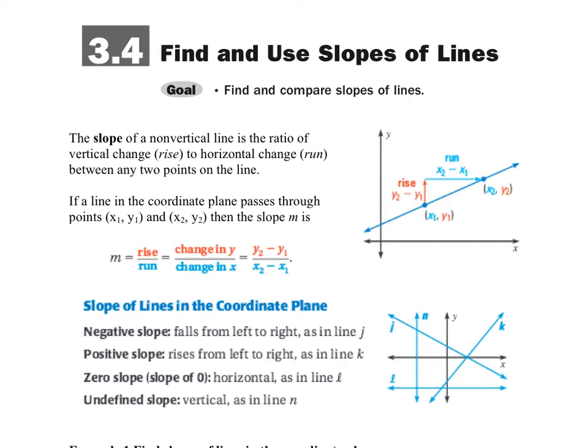Lesson 3.4, we're going to find and compare slopes of lines. Just recall that the slope of a line is the rise over run. It's that change in y over the change in x. Or, as our formula states, between two coordinates, it is the y2 minus the y1 over the x2 minus the x1. So it is a ratio of vertical change, that up and down change, over horizontal change. Okay?